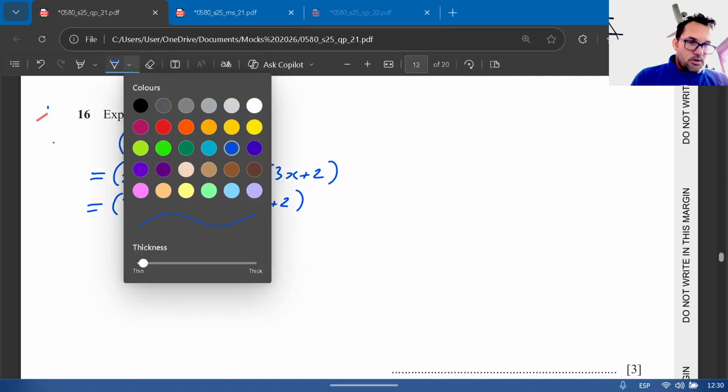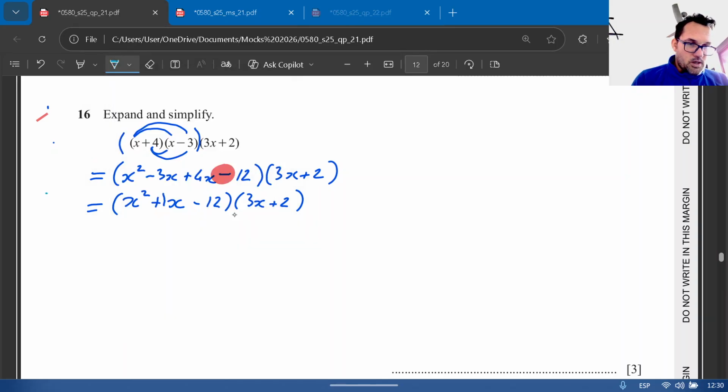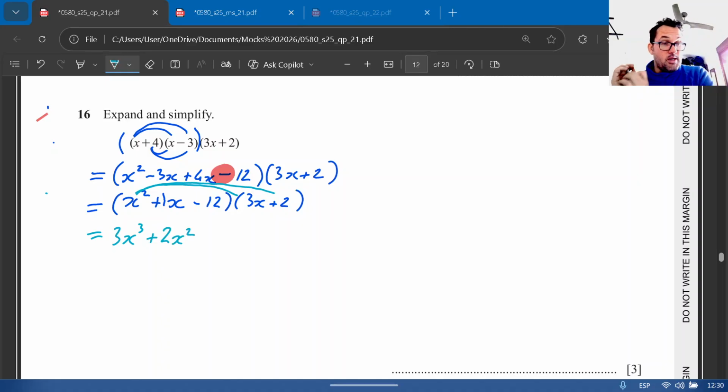Okay, I'm gonna use some colors here. Let's go with light blue. Alright, so we're gonna start with the x squared. I'm gonna multiply the x squared with the 3x, which is gonna give us 3x cubed. I'm gonna multiply the x squared with the 2, which is gonna give us 2x squared. So now I've done the x squared with both the 3x and the 2.